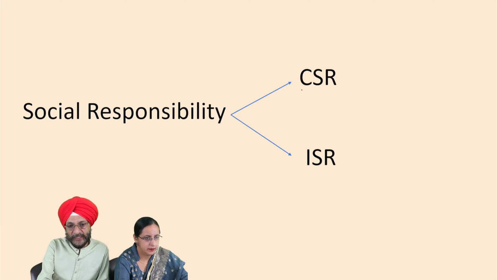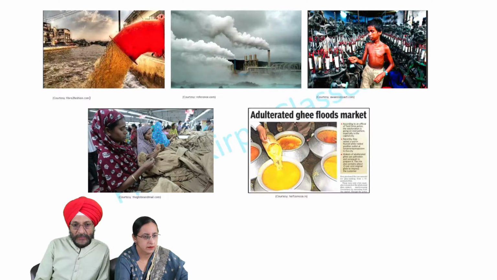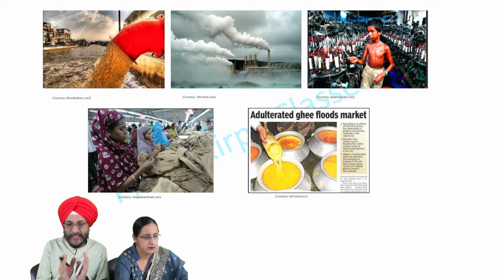Social responsibility is of two types. First is CSR. CSR stands for Corporate Social Responsibility. And the other type of social responsibility is individual social responsibility. Before proceeding further, we would like to make this concept of CSR clear with the help of a few photographs.